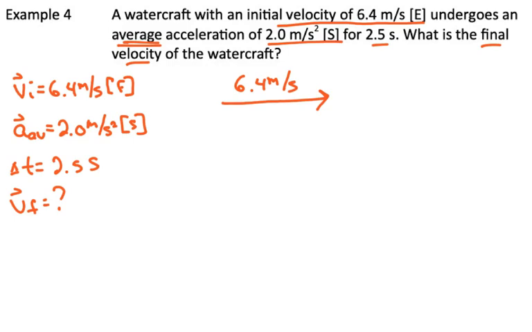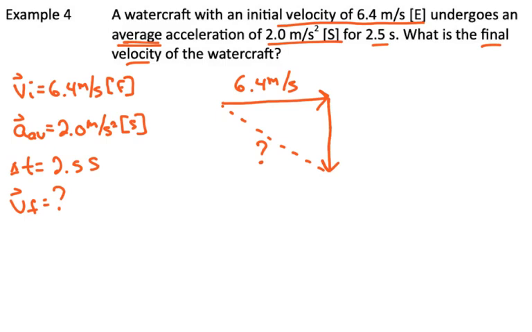6.4 meters per second. We know it accelerates to the south, so it is accelerating this way. That would not be 2.0 meters per second squared because that's the acceleration. We don't know the velocity towards the south that it has. But in the end, after the engine fires on this watercraft, the watercraft is actually now moving in this direction. And this is the final velocity that we need to find. So we need to know after the watercraft accelerates, how fast is it moving to the south?